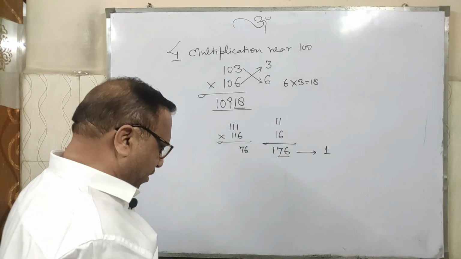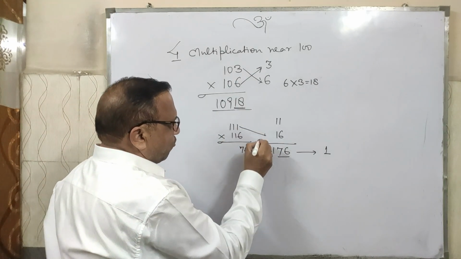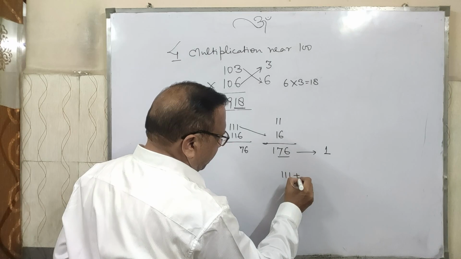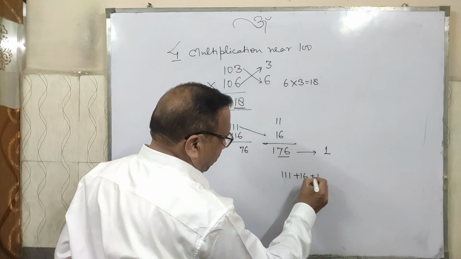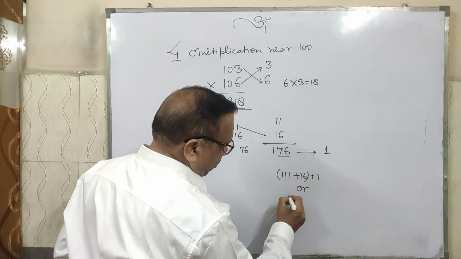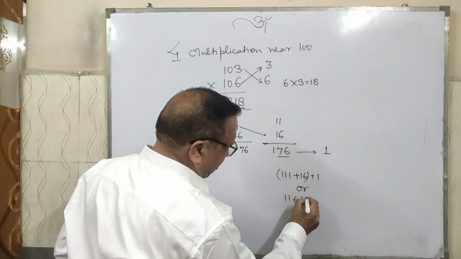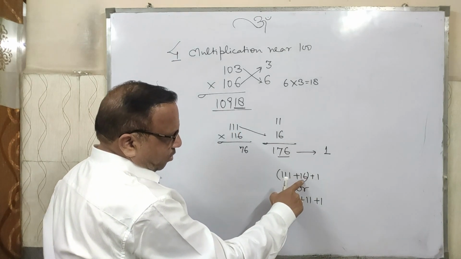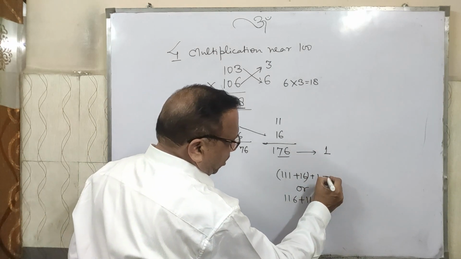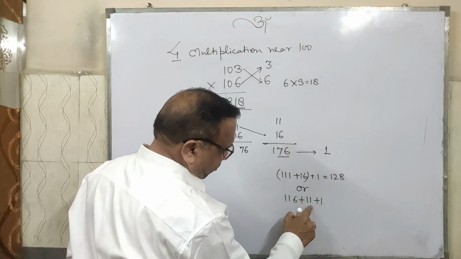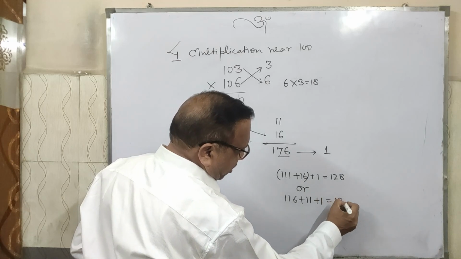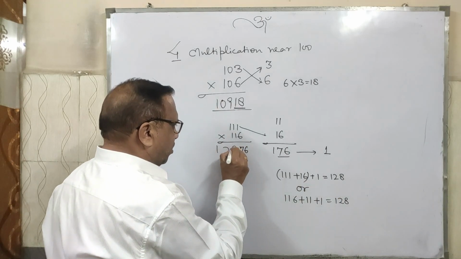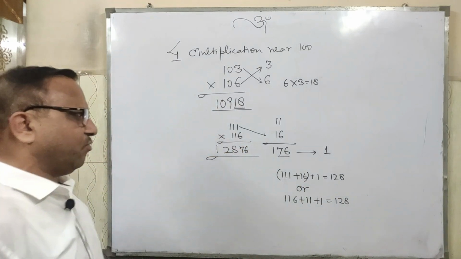Now again you add 111 with 16. How? Plus 1. Either this one or in this way, 116 plus 11 plus 1. कितना आएगा? 127, 128. Either you check here, you will get again 128. You write here 128. It is the multiplication of this.